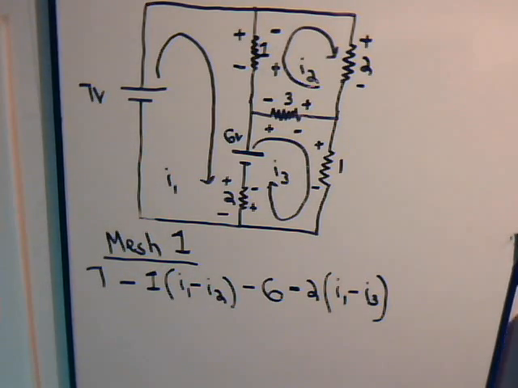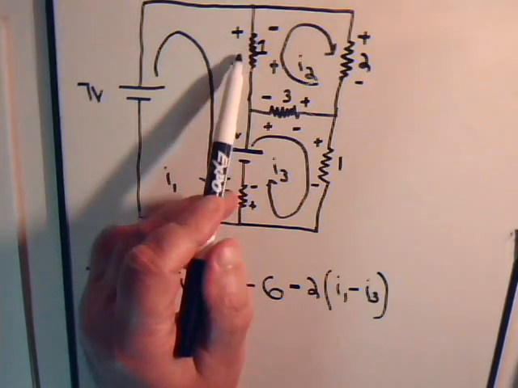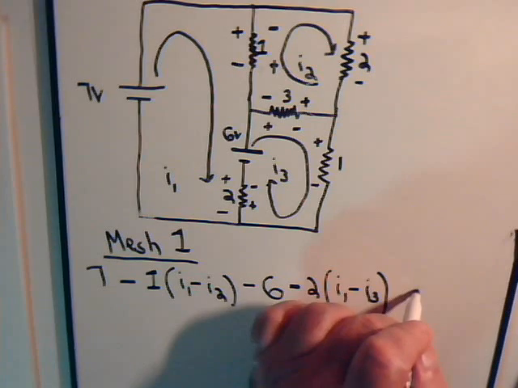So this would be the sum of the voltages through this first window of the circuit, if you will, and they have to sum to 0.